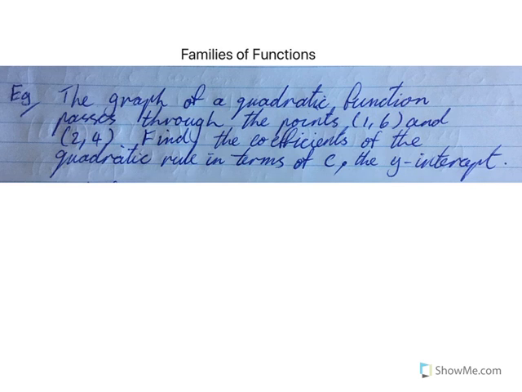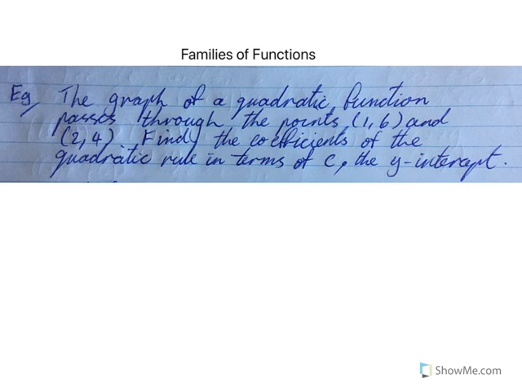Okay, today's the last bit of this other function stuff. So families of functions, which, as we should know by now, just means that as a graph or a function of a particular type, there's some sort of unknown. As you can see in this particular example, we're telling you that it's a parabola, giving you a couple of points, and then there's an unknown there, in this case C, which is the y-intercept, as we're told.